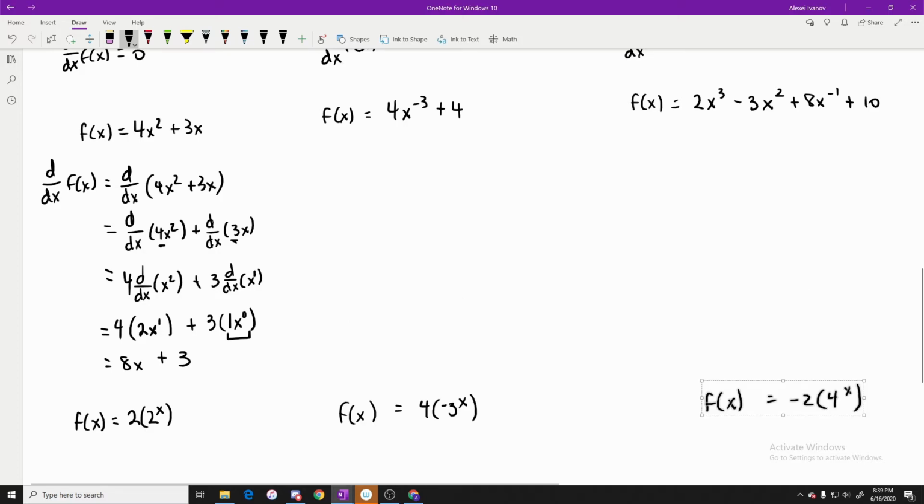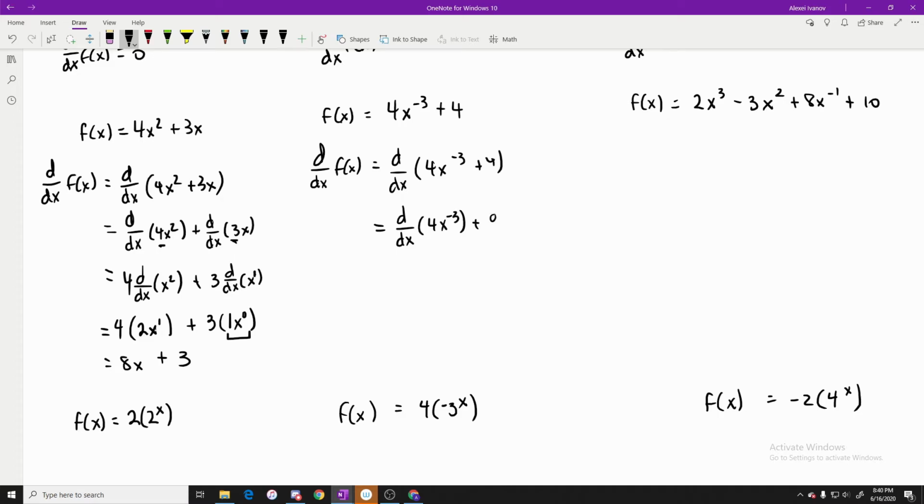Moving on to this question, we are going to take the derivative of this function, right? And like we did in the other question, we're going to break this problem down using the sum rule. So we're going to take the derivative of the first function, which is this one, and we're going to add on the derivative of the second function, which is just a 4.